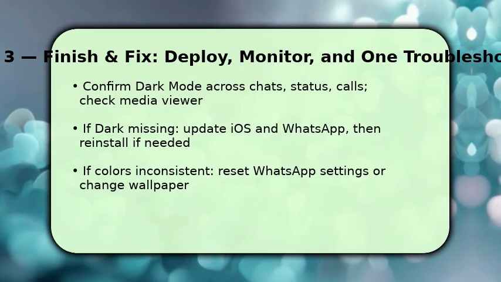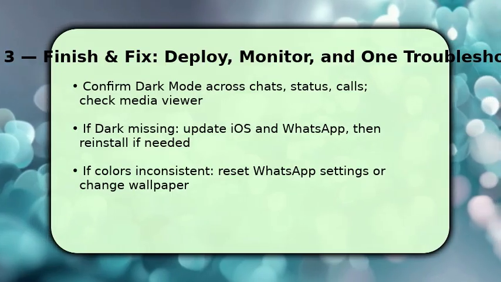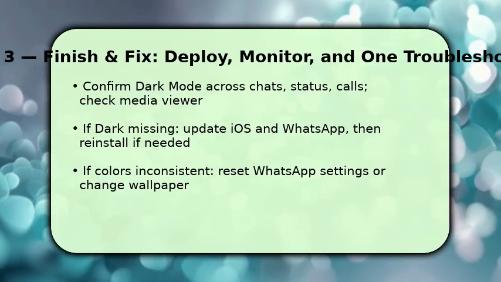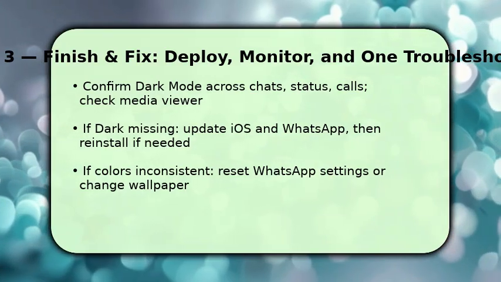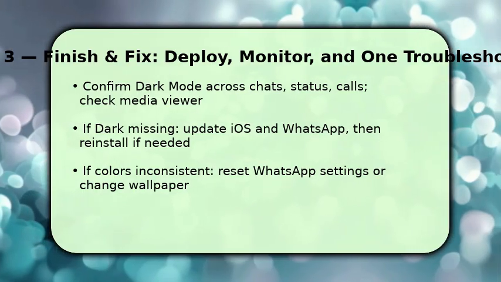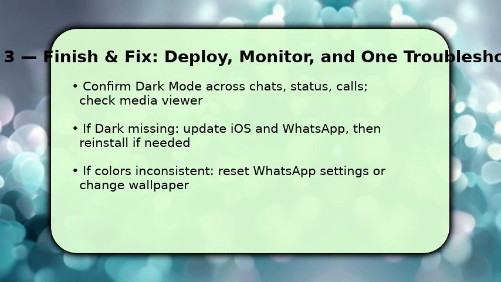If Appearance isn't available, update both iOS and WhatsApp, then reboot the phone. Updates often restore missing UI options. If problems persist, offload or reinstall WhatsApp after backing up Chats. Make sure Chat Wallpaper isn't forcing a light background.